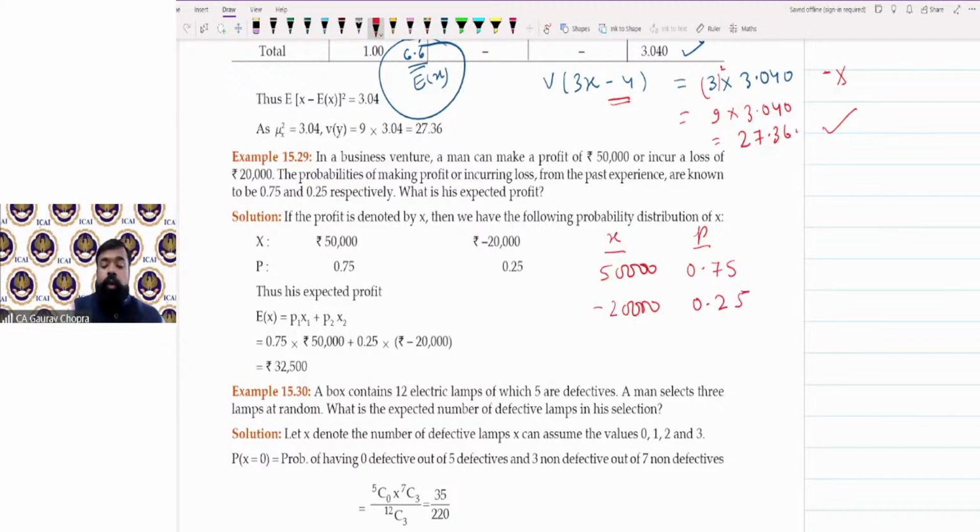Now we have to find out the expected profit. So for that, P into X we have to do. So 50,000 multiplied by 0.75. How much you are getting? 37,500. Then negative 20,000 into 0.25, we are getting negative 5,000. So net result is 32,500. 32,500 rupees. This becomes the expected profit. Okay. Any doubt in here?